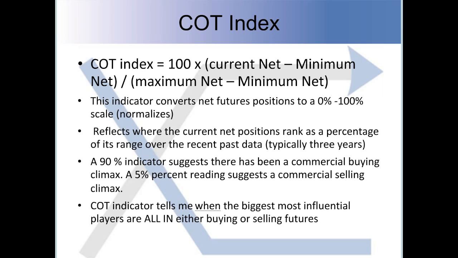So with this, it's the basics of any other type of oscillation indicator. A 90% on this indicator typically suggests there has been a commercial buying climax, which means they've gone all in with buying in their open interest position, and then the opposite if it gets below 10 or 5% typically suggests a commercial selling climax.